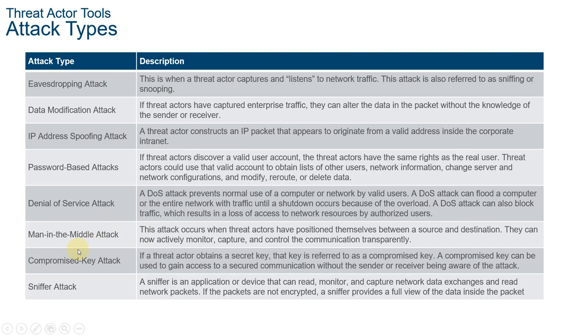Eavesdropping is when a threat actor captures and listens to network traffic. This attack is referred to as sniffing or snooping. Next one would be the data modification attack. If threat actors have captured enterprise traffic, they can alter the data in the packet without the knowledge of the sender or the receiver. In an IP address spoofing attack, a threat actor constructs an IP packet that appears to originate from a valid address inside the corporate intranet.